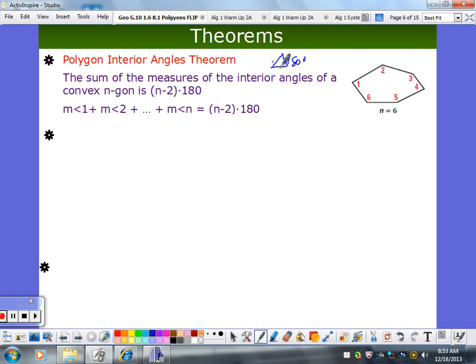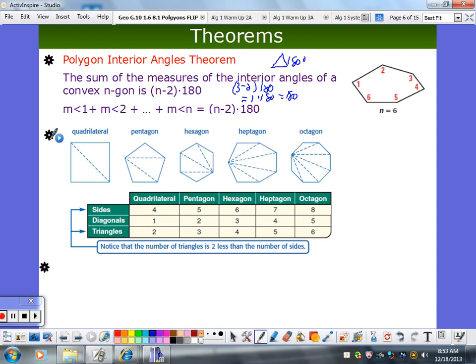So look at a triangle, right? How many sides in a triangle? Three. So 3 minus 2 times 180. That's 3 minus 2, 1. Look, it works. So that works for anything. Now, why does it work? So what you can think about is you can take any polygon and draw diagonals from one vertex.